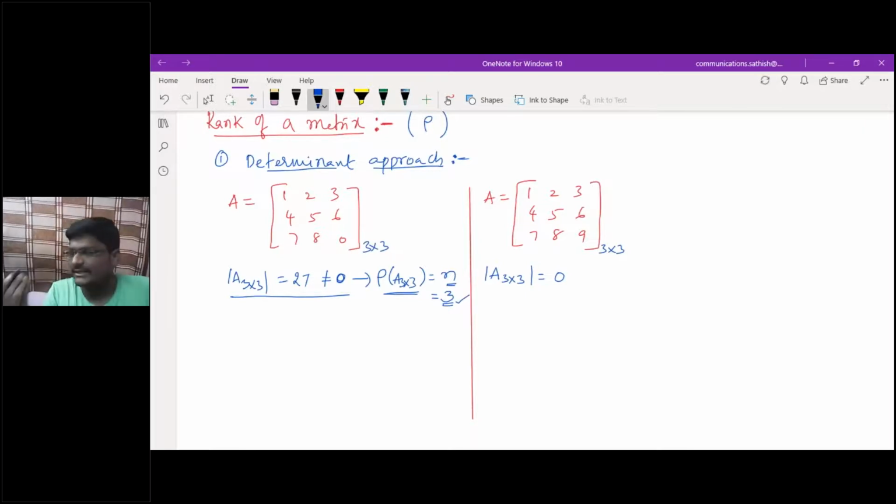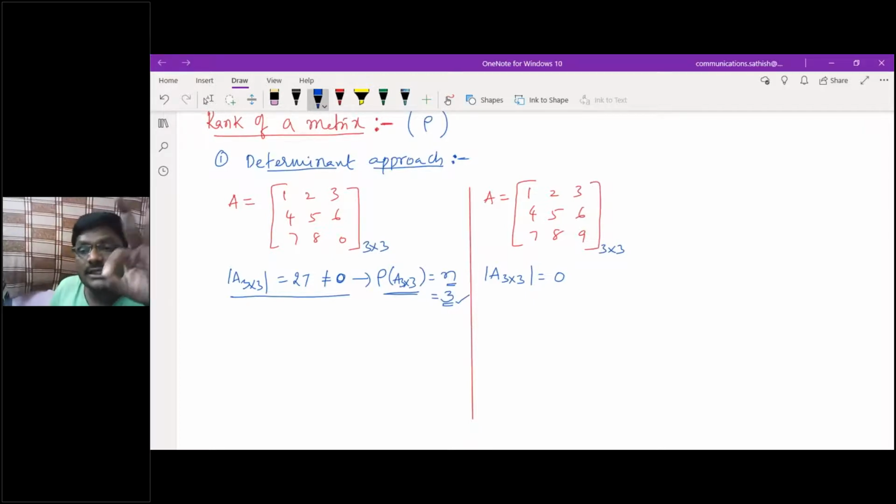Not always is the determinant not equal to 0. Sometimes it may be 0. I'm giving only two options here. One is equal to 0, the other one is not equal to 0. If it is not equal to 0, whether it is positive or negative, whatever the case, then the rank of the given matrix is directly the order of the matrix, that is 3.